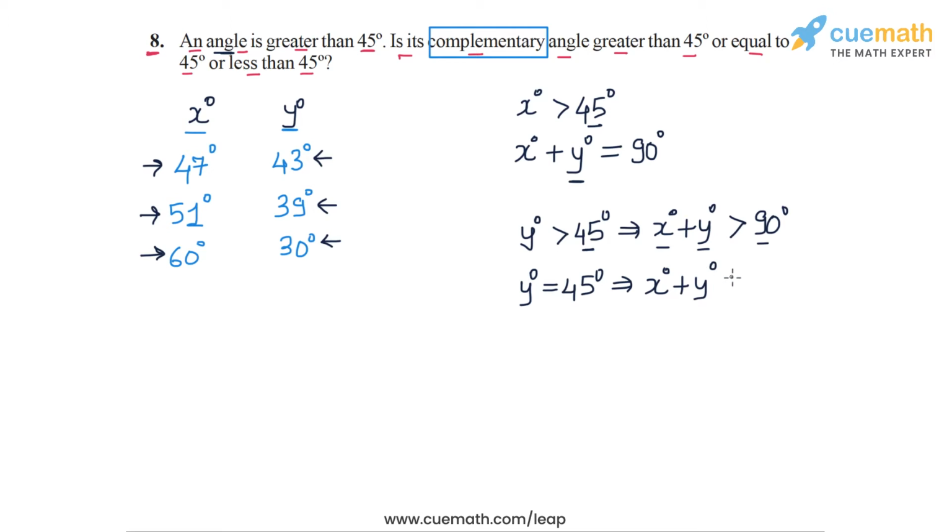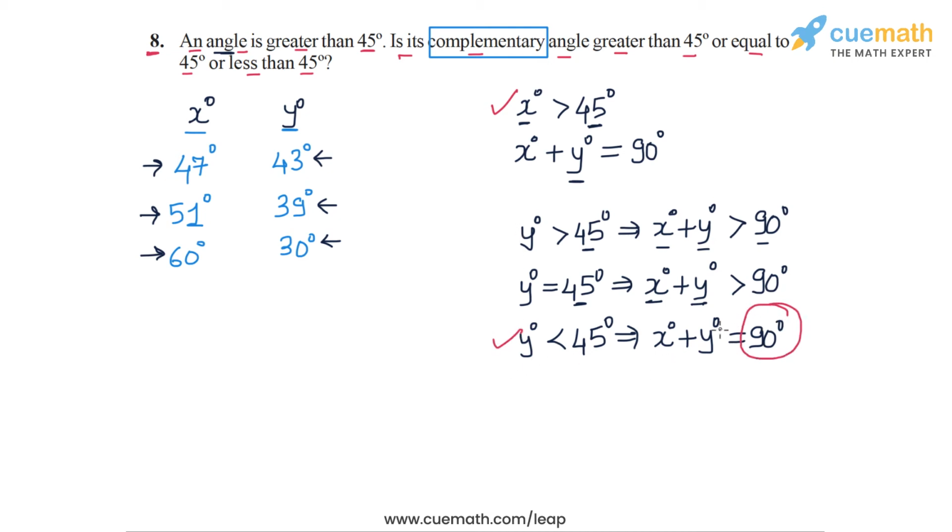Similarly, even if y is equal to 45 degrees, the sum of x degrees and y degrees will become greater than 90 degrees, because x is greater than 45 and y is equal to 45. So the sum will still be greater than 90 degrees. It's only when y is less than 45 degrees that x plus y equal to 90 is possible. So basically the argument is very simple: if x is greater than 45, then y must be less than 45 for the sum to be equal to 90 degrees. So the answer for this question is that the complementary angle must be less than 45 degrees.